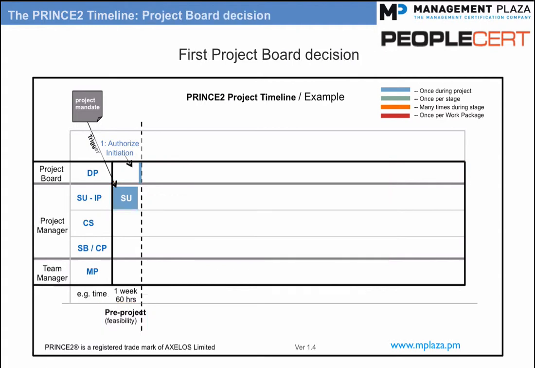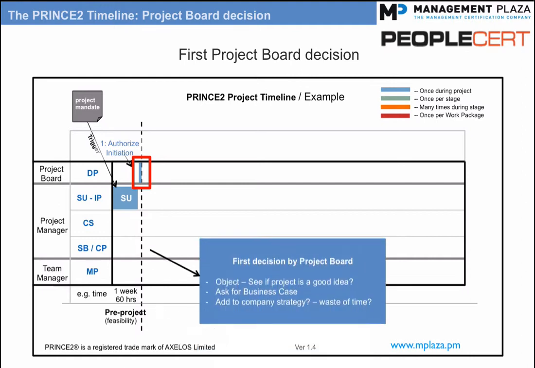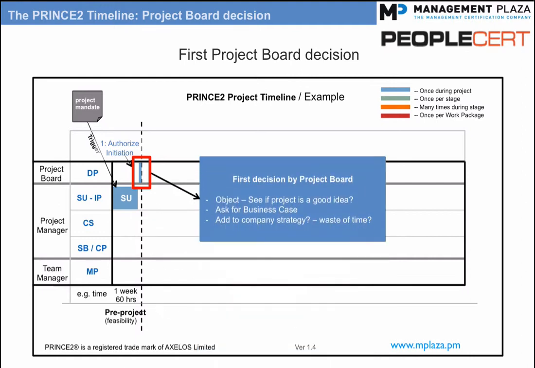Topic: the project board first decision. The very first decision for the project board is to consider whether to allow the initiation stage to start. This is known as authorized initiation. The project board determines whether the project is worth doing, so desirable or viable, and also checks and approves a plan for the initiation stage.